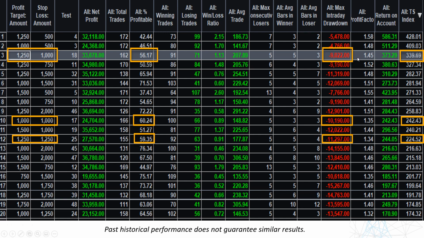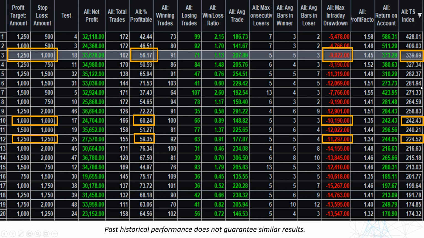I also want to do a gut check over here of the maximum intraday drawdown. So that's $9,000, and I'm going to compare that to my net profit. I don't want that to really be more than about 20% of this. It's a little higher than that. It's about a third, but still in the early stages here. We're still lining everything up. So that's still not bad right there.